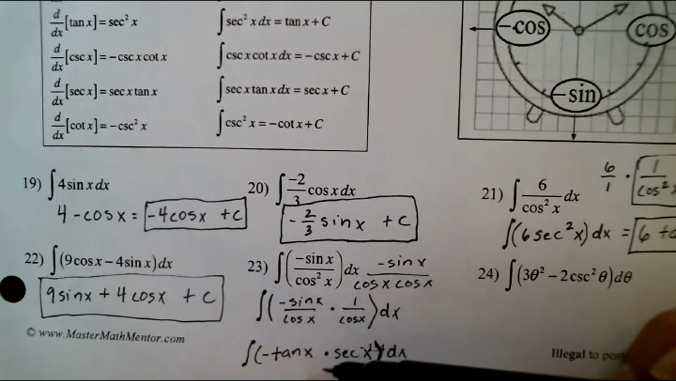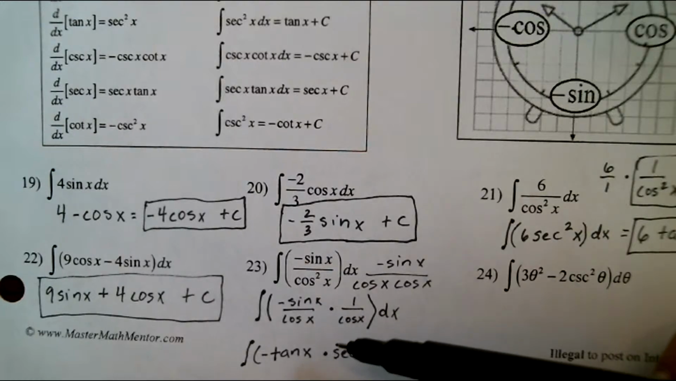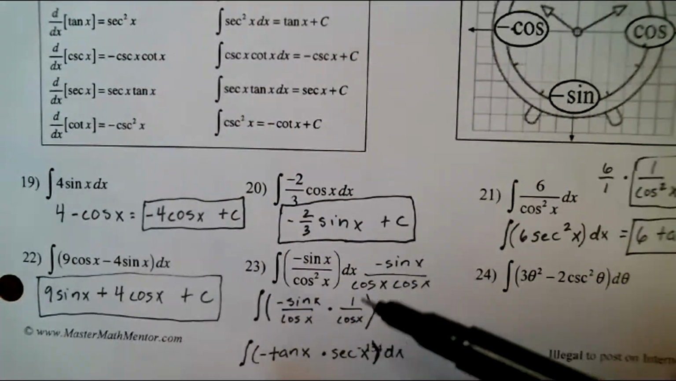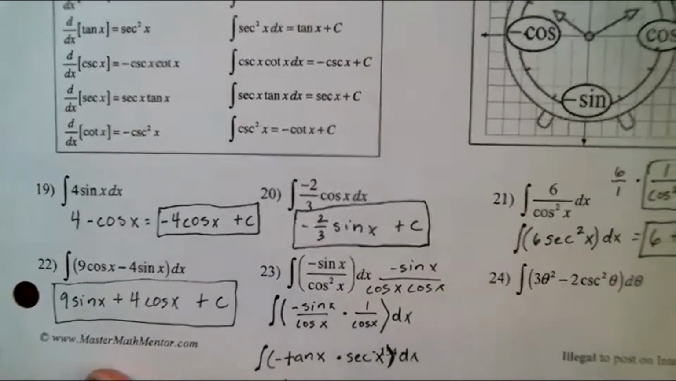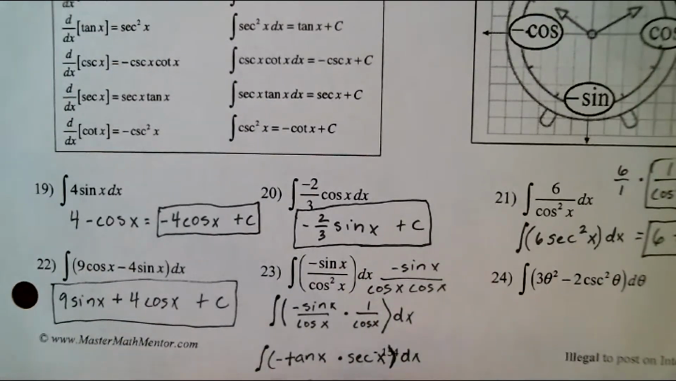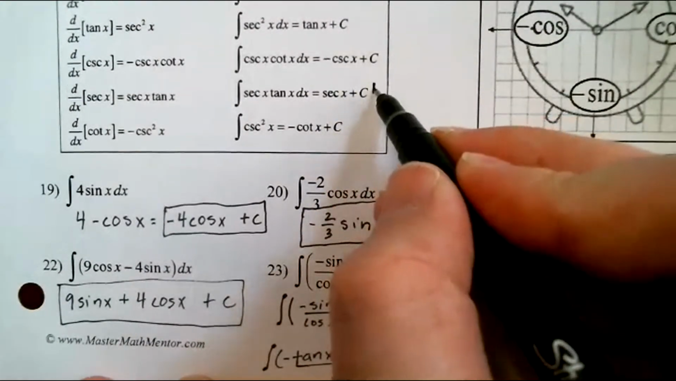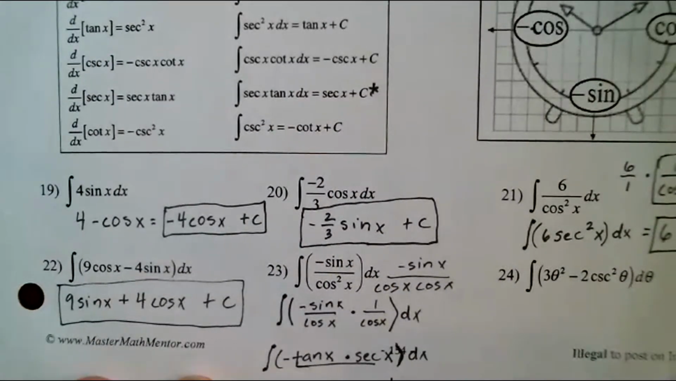I have not integrated anything yet, so now at this point I integrate, and I just need to know this right here. Secant x times tangent x integrates to secant x, and since there's a negative there, our answer is going to be negative secant x plus c. So this right here is coming from this right here. Just knowing that rule, that formula.